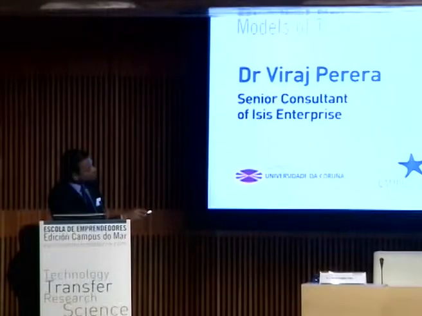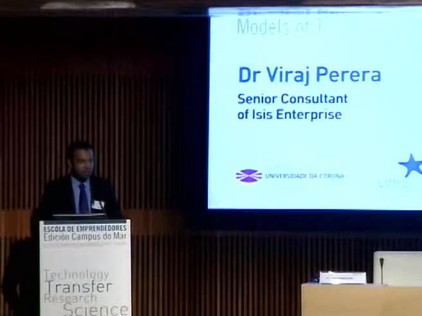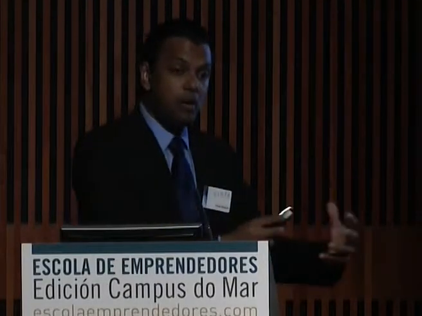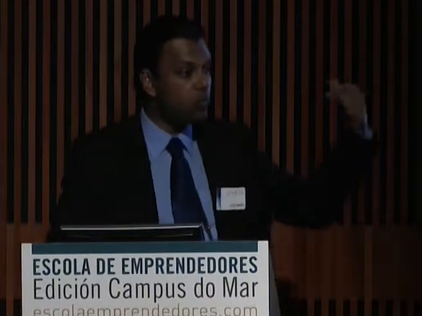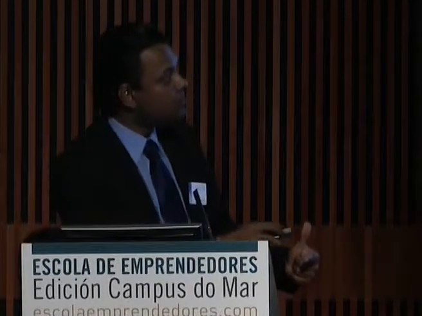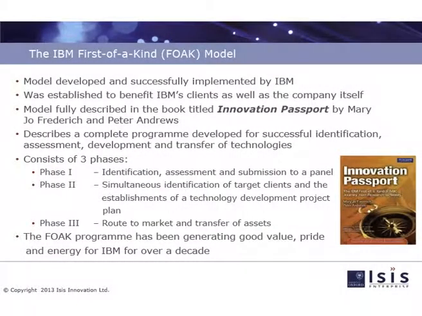Basically, the first of a kind program describes a complete process developed for successful identification, assessment, development, and transfer of technologies from IBM to the external world. Okay? It may involve some IBM's intellectual property, it may involve some external clients' intellectual property. They put the two together and create something where IBM as well as its clients benefit at the end of the day. So it consists of 3 phases. So this is a very, very small description. I think this has probably over 100 pages, so I'm just explaining in 3 lines here, just summarizing what the process is.